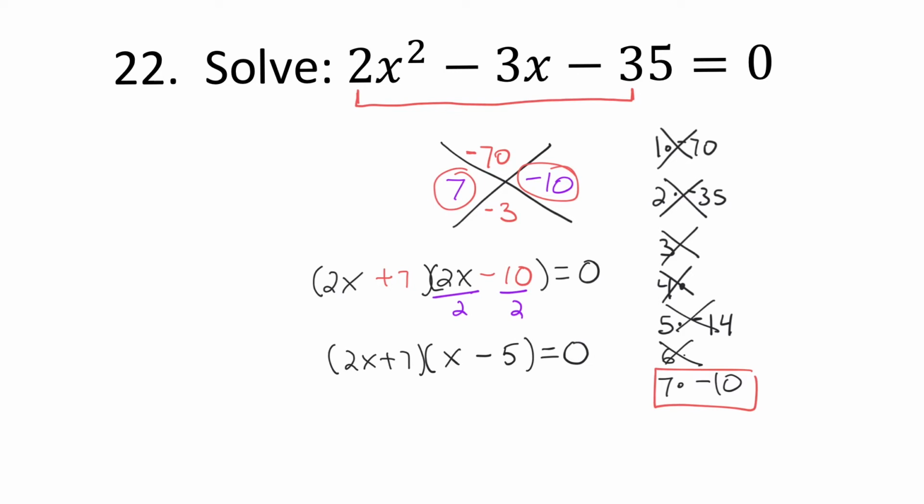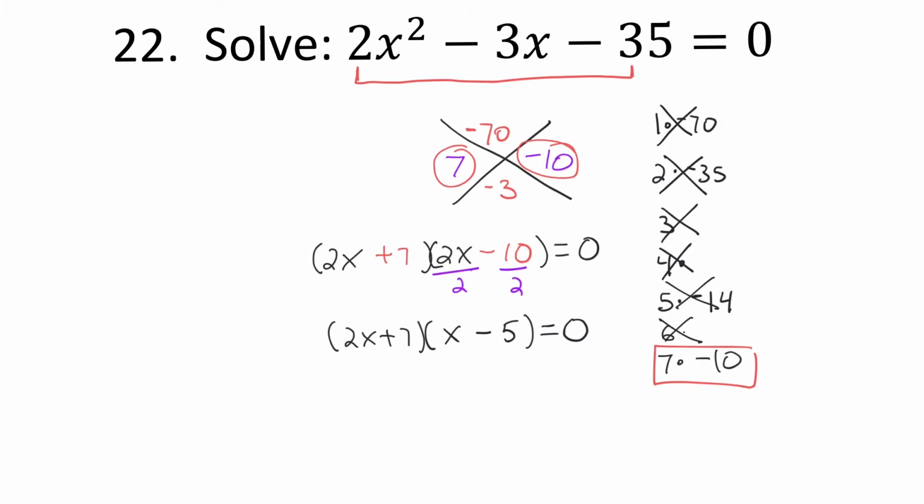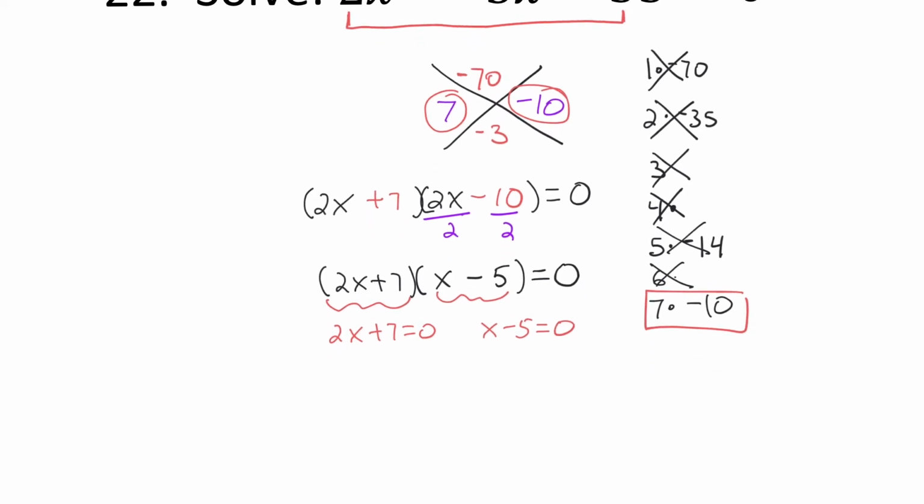And now you can solve. So we're going to use the zero product property. I'm going to take the first parentheses, 2x plus 7 equal to 0, and the second parentheses, x minus 5 equal to 0. And you solve for the x value. So I'm going to go back to the first equation. Let me just make a little bit more space over here. So I'm going to move this up.